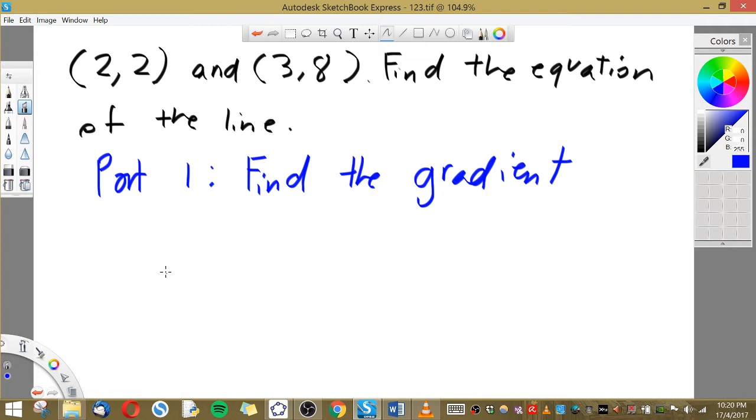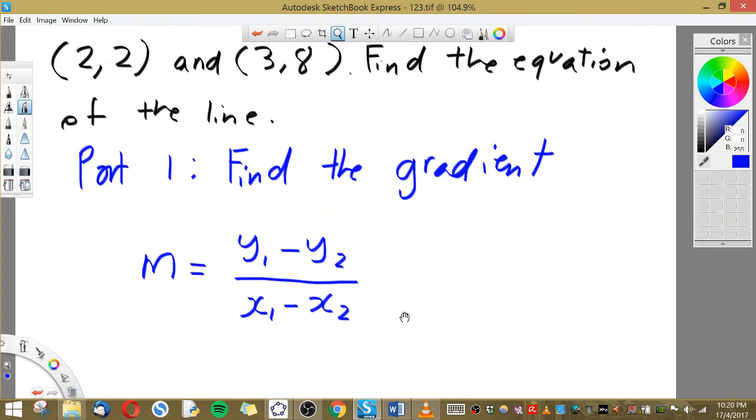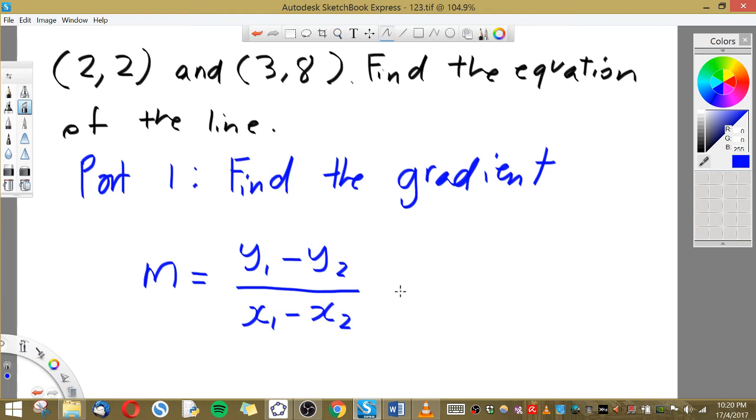By now, I think you know that the gradient actually can be represented by the letter m. Okay, m is what we usually use for gradient. So let's get down to it. Again, formula: m equals (y1 minus y2) over (x1 minus x2). Okay, so after I quote the formula, how does my substitution look like? Okay, let's just leave it here so we can see the numbers.